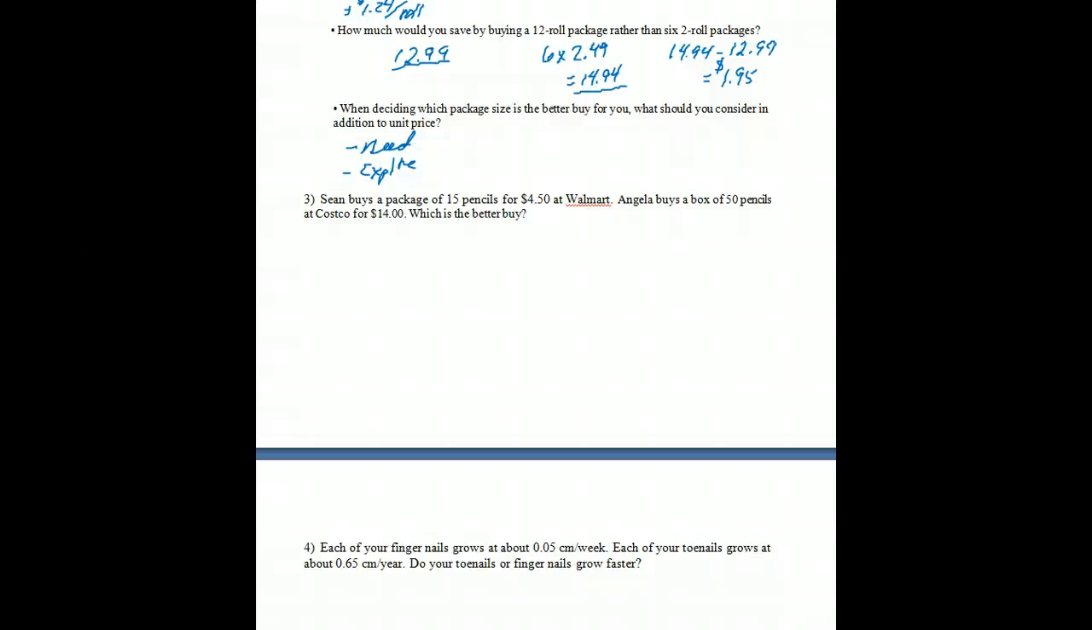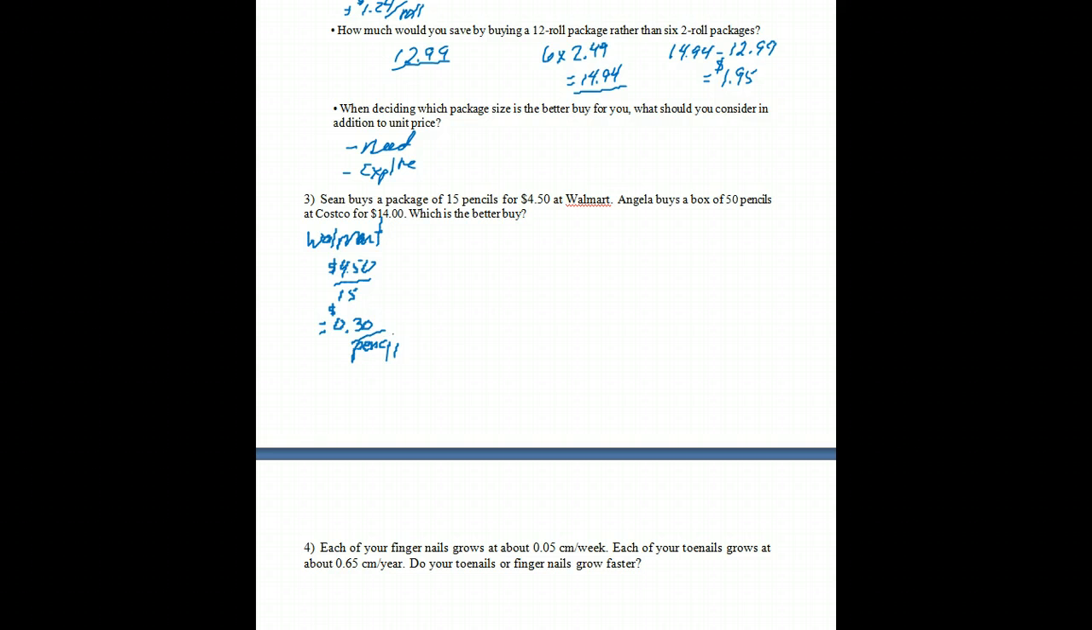And here, Sean buys a pack of 15 pencils at Walmart for $4.50, and Angela buys a box at Costco of 50 pencils for $14. And this ties back into the last question. Look, if you only need 15 pencils, then why go out and buy the 50? You'd have to look at the unit price and see if you're really getting a great deal. So at Walmart, if you're going to spend $4.50 for 15 pencils, that's going to cost you 30 cents per pencil.